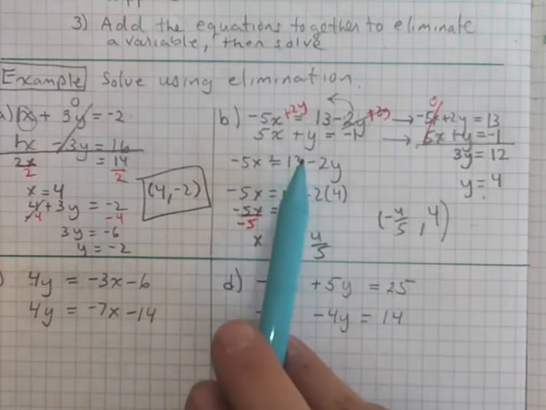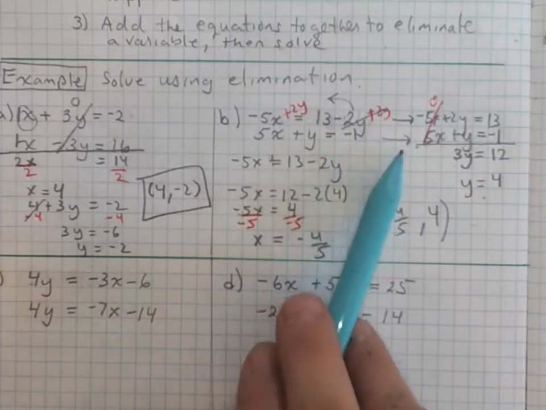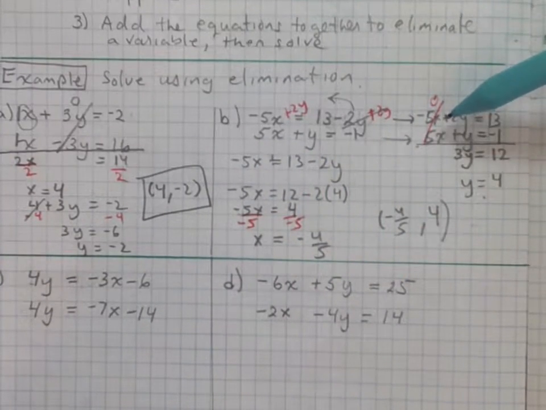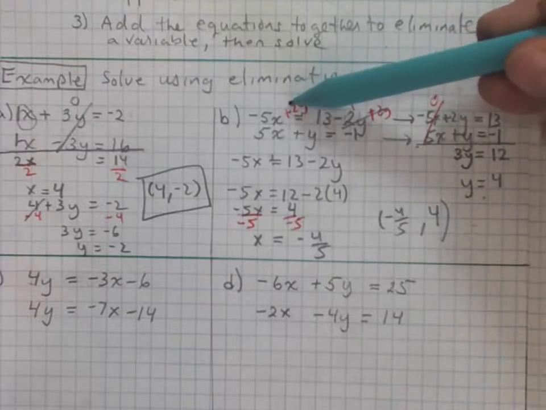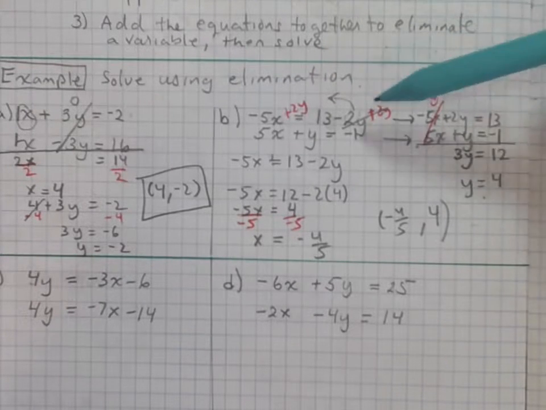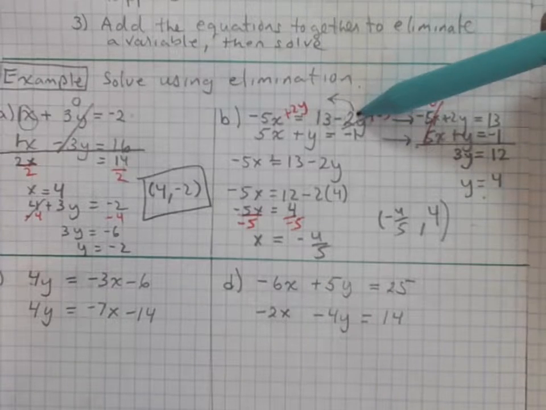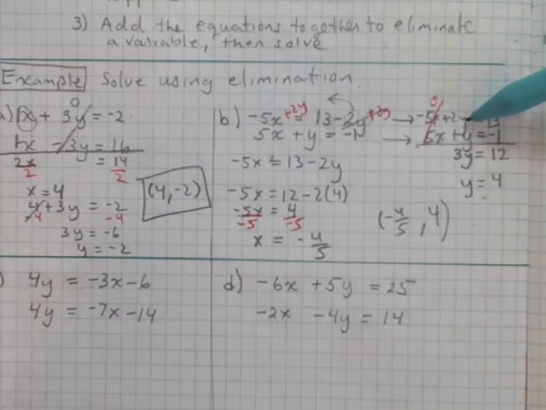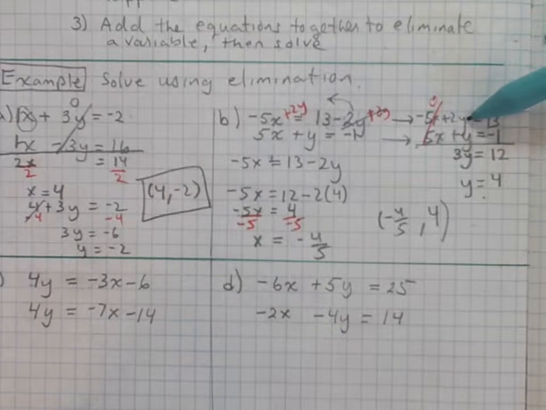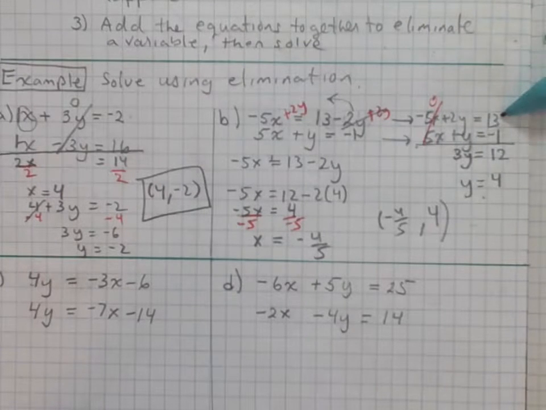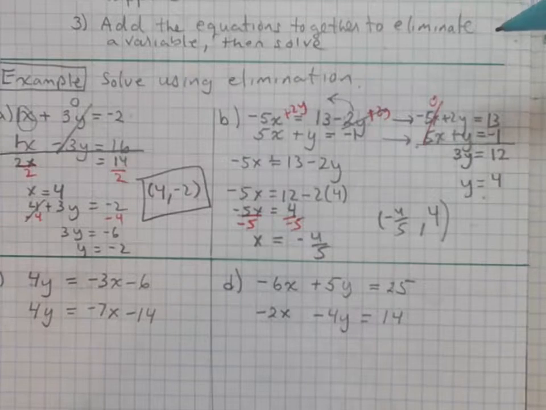Okay, so let's see. I'm going to start from the beginning and just verify my work here. So this is negative 5x and 13. I subtract 2y, so I added 2y. So that's negative 5x plus 2y equals 13. 5x plus y equals negative 1. Check. Okay, these are lined up. 0 out. 2y plus y is 3y. 13 minus 1 is 12. Looks good. y equals 4. I feel pretty good about that.